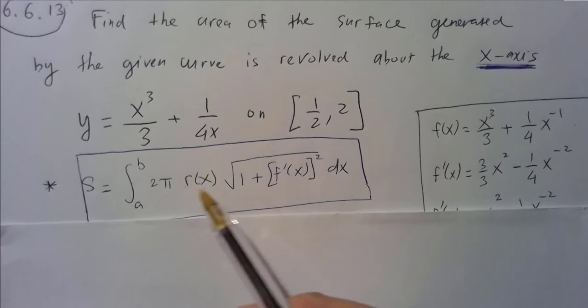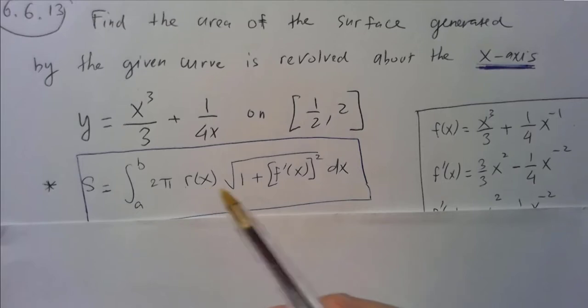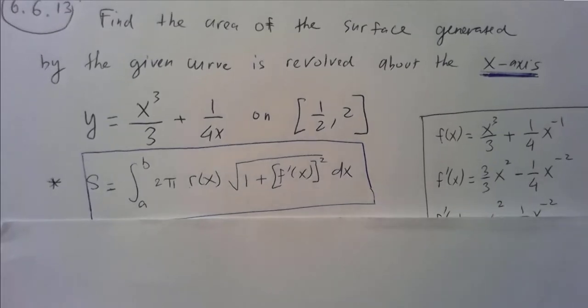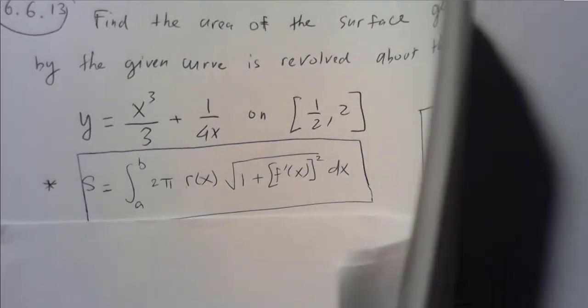R of x is the radius from the axis of revolution to the curve, and then multiply by the square root of 1 plus f prime, the whole quantity squared, and then dx. Now let's take a look at the graph of this function.